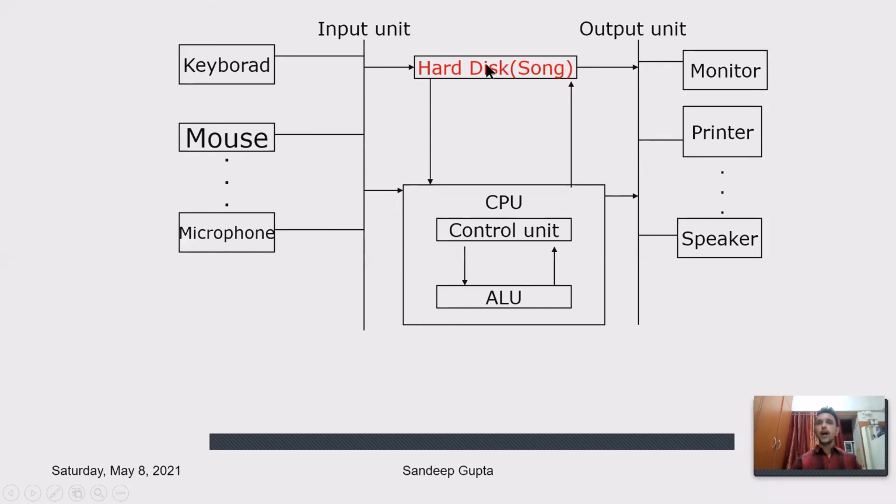So look here. I have my hard disk, and on the hard disk, there is a song. Now, let's say I double click on that song. And when I double click on the song, obviously the song will start playing. Now, here onwards, you guys should think like engineers, like programmers. That means you should wonder in your mind that when I double click on the song, what really happens in the background.